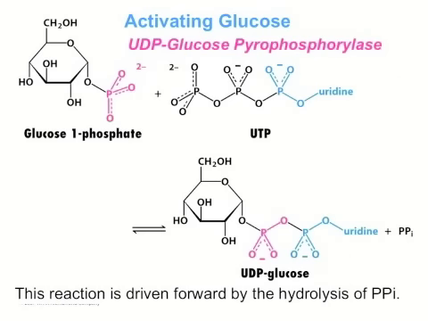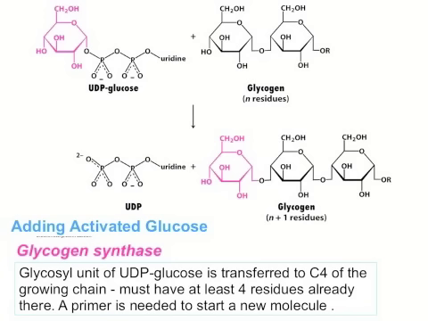So how are we going to activate glucose? Well, we're going to use glucose 1-phosphate and UTP. This will yield UDP glucose plus pyrophosphate, and the reaction will be driven forward by the hydrolysis of pyrophosphate. And so we're going to use UDP glucose to make an alpha-1,4 linkage to add to an already present glycogen chain. And we end up with UDP plus glycogen that is longer by 1 glucosyl residue.